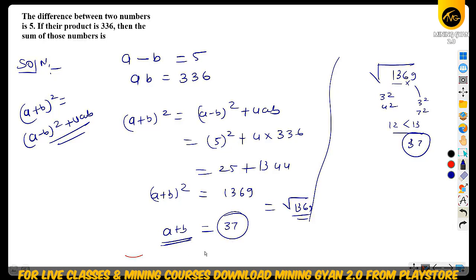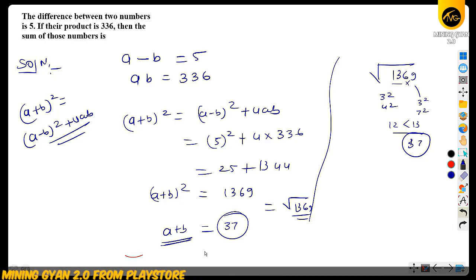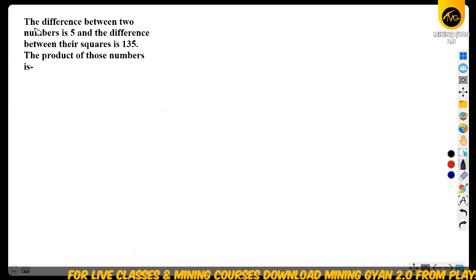So basically this is not directly based on algebra, but you can easily find the answer if you have the (A plus B) like formula, then you can easily find out the value of any numbers, right? But you should know how to find the square root values of any numbers. Okay, let's do another example like that.